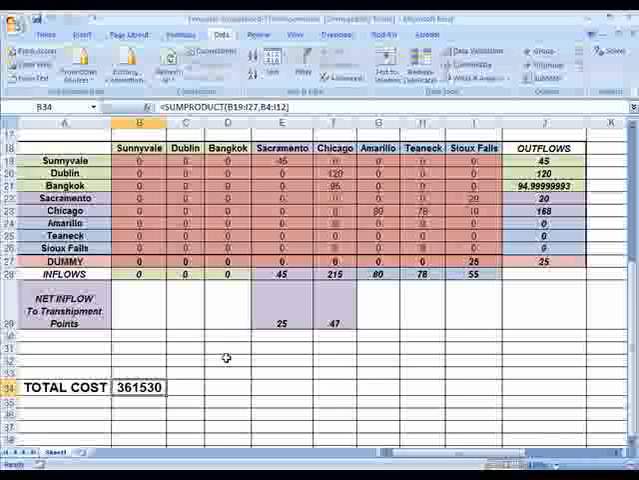I will again post the spreadsheet online with some instructions so that you could use that spreadsheet as a template for your assignment as well.